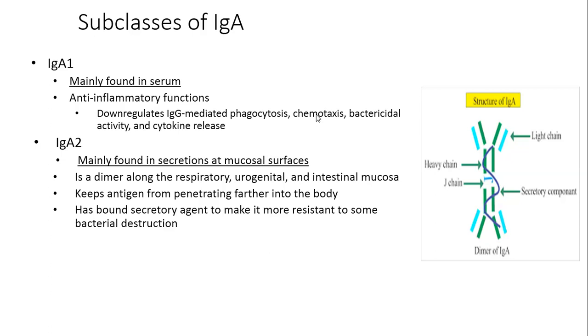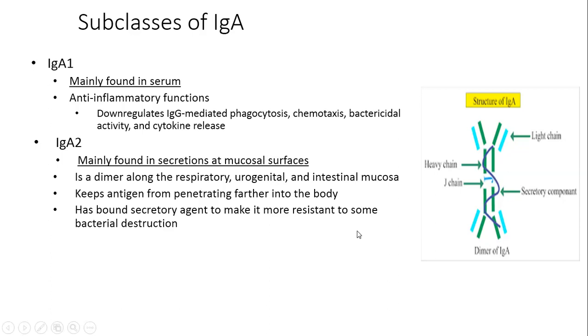IgA2, the subclass IgA2, is much more prevalent, found mainly in secretions of the mucosa. As I said, it's a dimer, and what it does is it actually blocks the antigen from being able to penetrate further into the body. These initial defenses against pathogens are really important. And we're going to see in just a second how this happens. So it's a really important part of the innate immune system, that initial defense of trying to keep a pathogen from entering our body.